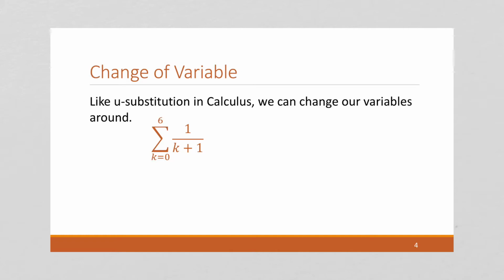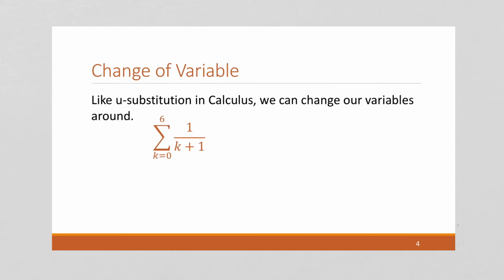This is very similar to u-substitution in calculus. In this case, for example, I'm going to let j be my new variable and have it equal k plus 1. Okay, well, another way of writing that is I can write that in terms of k. What's k equal? Well, if I subtract 1 from both sides, I'm going to get k equals j minus 1.